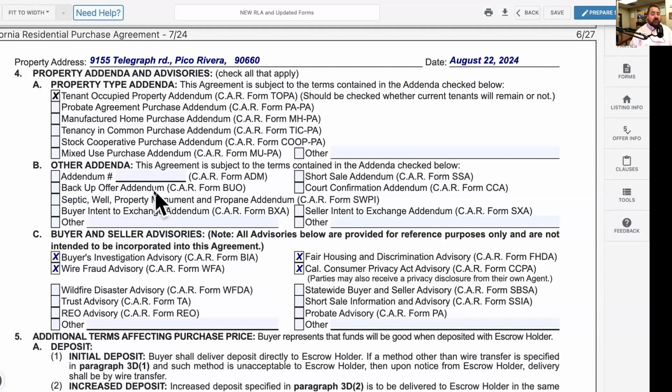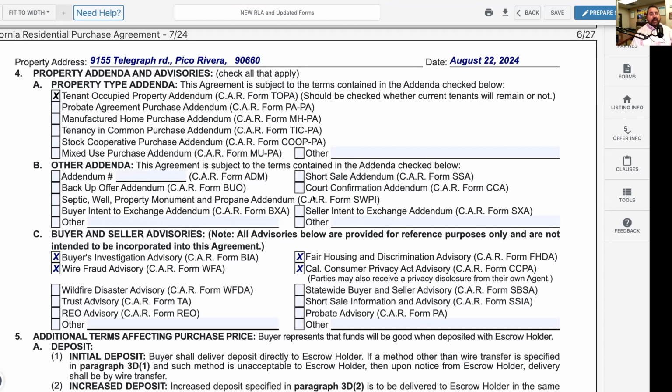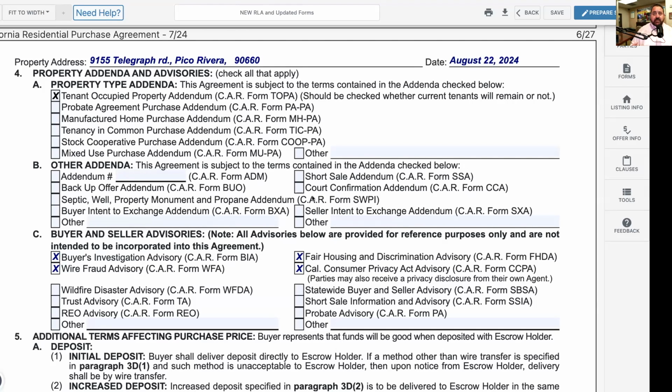The backup offer addendum would be required to be attached if, for example, I'm submitting my offer and the listing agent has already told me you're going to be a backup offer. I would fill out that backup offer addendum and incorporate it with my purchase agreement. The septic, well, property monument, and propane addendum, the SWPI, is required if you have a property that has a septic tank or a well that they use for their water, right? And there are some properties still that do that.